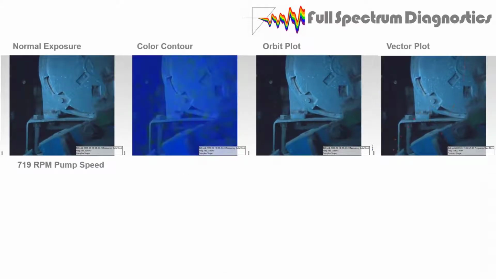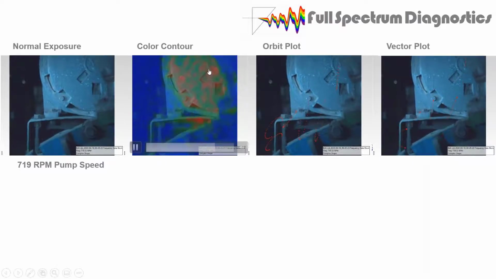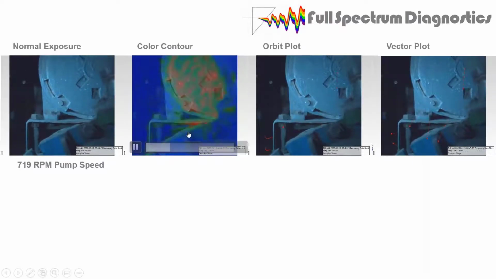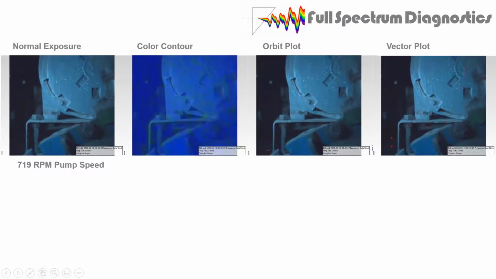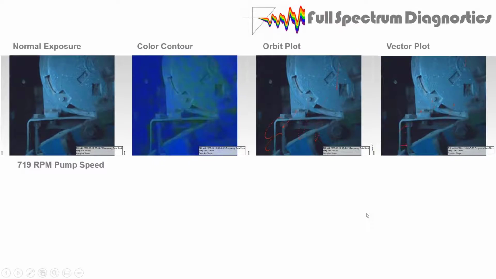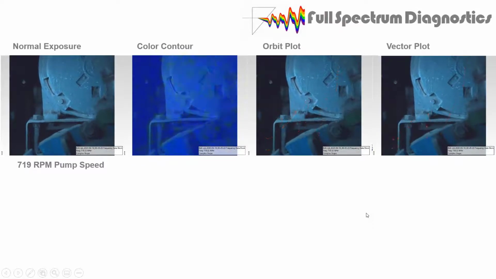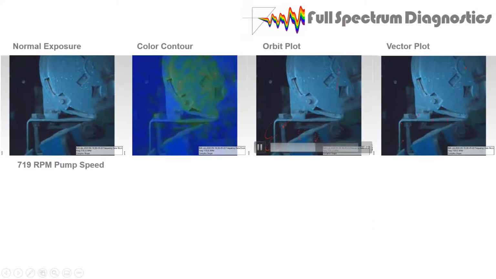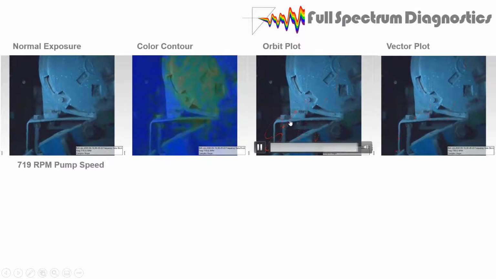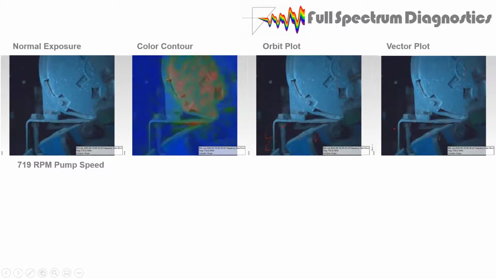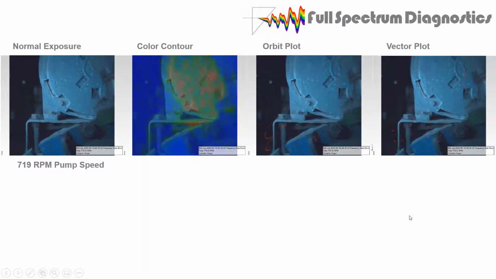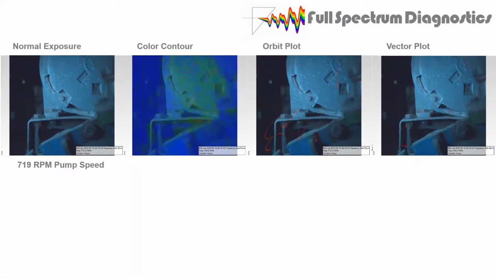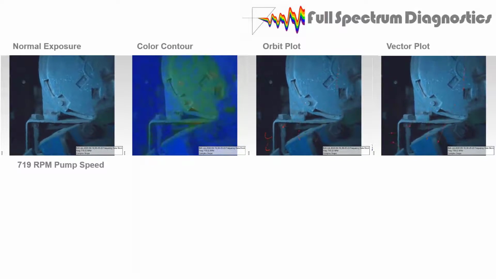What can make them better? A normal exposure, we've already looked at that. We can add contour colors to it to see the degree of flexing, the degree of vibration a little bit better. We can add orbits, and this is going to give us a directionality feature. It looks more like it's bouncing straight up and down. There's a little bit of off-axis motion. Over here, the vectors are showing us basically a time waveform visualization of the moving structure.